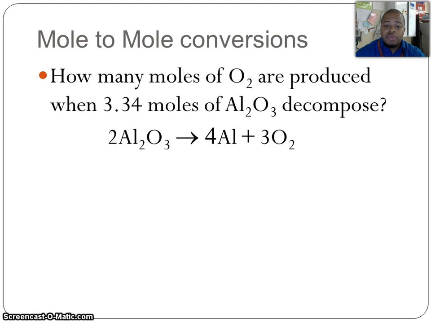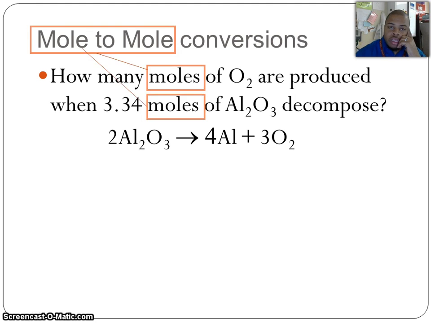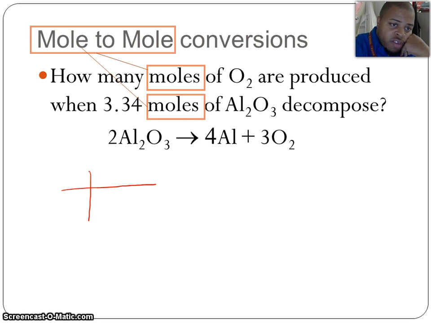Have my balanced equation before I start, so that's good. In this, it tells me it's a mole to mole conversion, moles of oxygen from 3.34 moles of aluminum oxide. So I need to go ahead and get started. So here's my table, and I write my given information the same place I usually do. 3.34 moles Al2O3. And sorry, I ran out of space there.